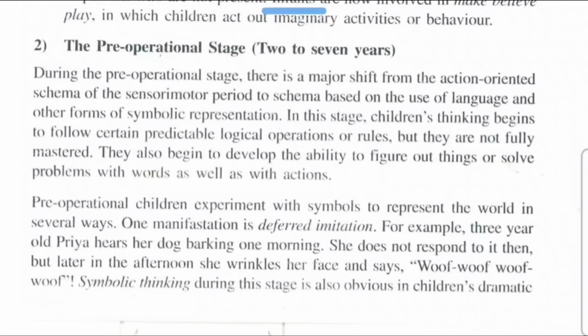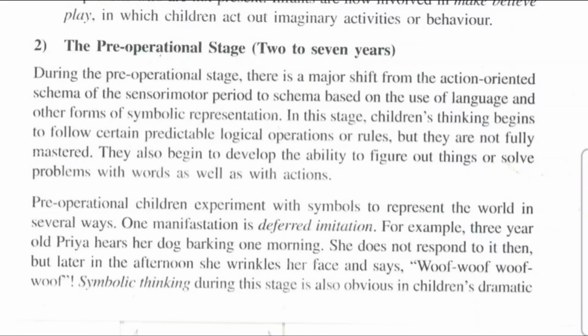During the preoperational stage, there is a major shift from the action-oriented schemas of the sensorimotor period to schemas based on the use of language and other forms of symbolic representation. In this stage, children's thinking begins to follow certain predictable logical operations or rules, but these are not fully mastered. Children also begin to develop the ability to solve problems with words, as well as actions.